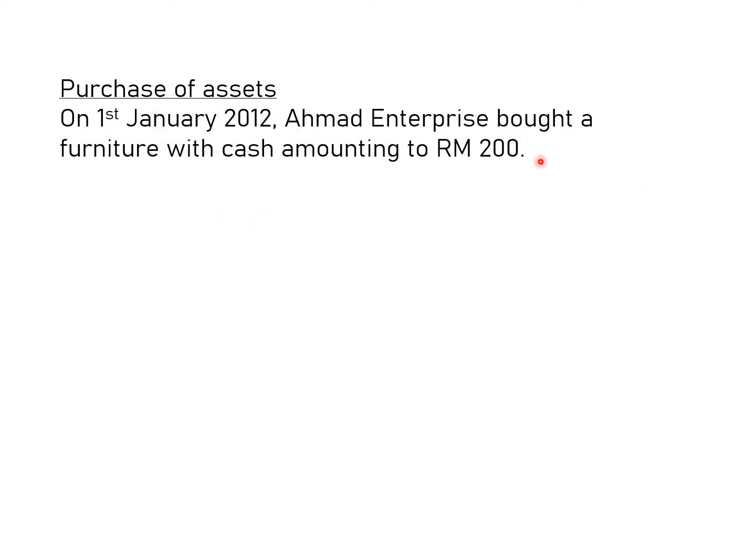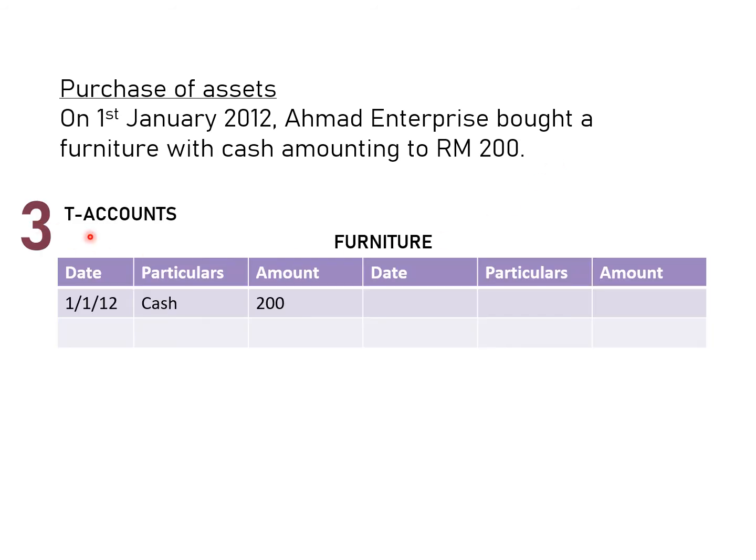Next, with the same transaction, you akan buat dia punya T account. So, the T account is step number 3. So, T account, you akan ada account furniture. Here, you akan letak date, particular dan amount. Sebab dia increase debit, so this is account furniture. Debit, you letak kat sini lah.